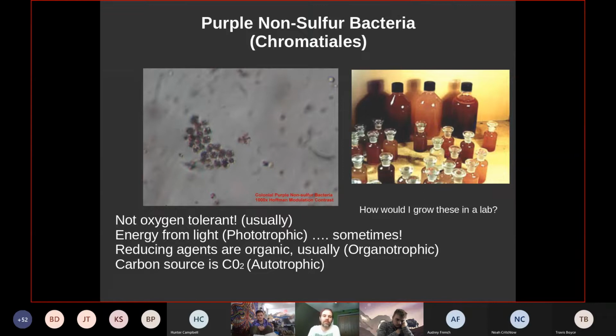Then we've got the purple non-sulfur bacteria, a close relative, usually not oxygen tolerant. They're phototrophs. They are organotrophs and autotrophs. So these are the ones I hinted at earlier. They need an organic source of electrons. They need light and they need CO2. So a bit different from plants that want water for their electron source. If you want to grow these in a lab, you actually can. You can go to some soil. Usually you can find them kind of buried in there somewhere.